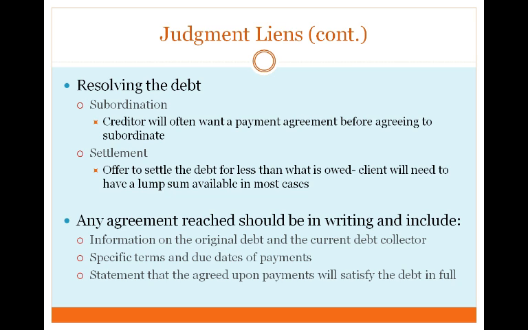It needs to include the information on the original debt, who the current debt collector is, the specific terms and due dates of payments, and very important to have a statement that the agreed upon payments will satisfy the debt in full. You don't want to get your client into a situation where they're having just as many problems with a payment arrangement as they are with their mortgage. So just good rules of thumb with trying to work out something with a judgment lien.